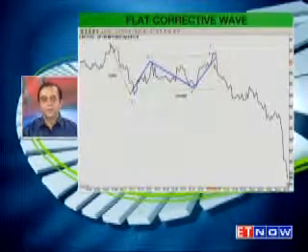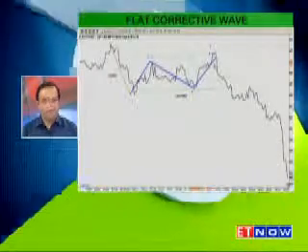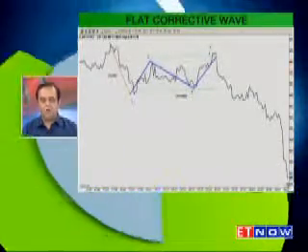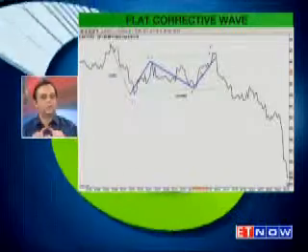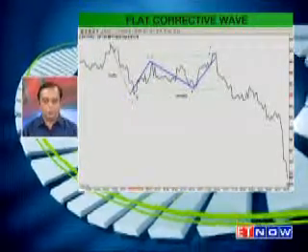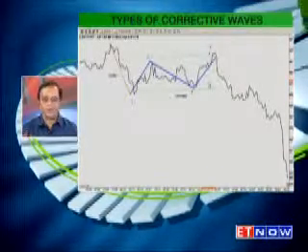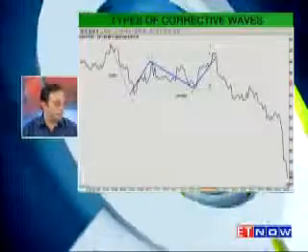Now the key thing to note here is that the length of wave A, B and C is more or less similar, which means that the whole thing takes on a pattern of something like, let's say, a rectangle, where the tops of A and C are similar, the bottoms of 1 and B are the same. So the whole thing goes sideways. This is what is known as a flat correction ABC.